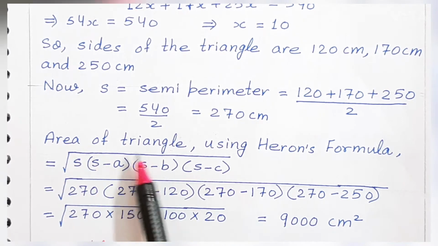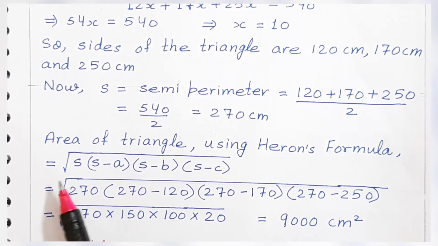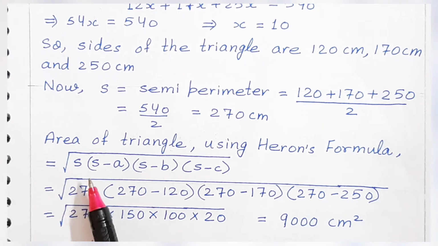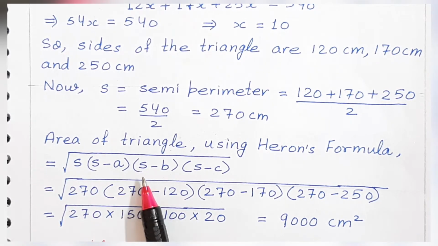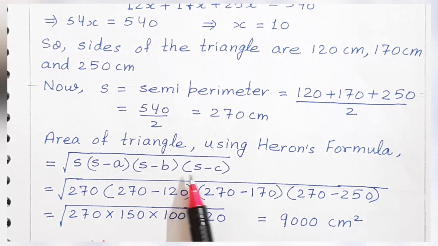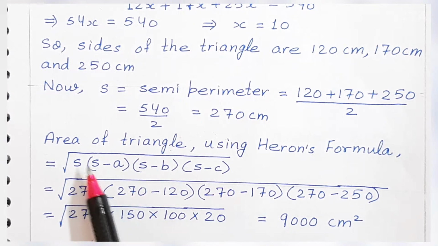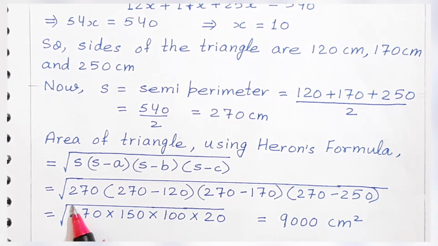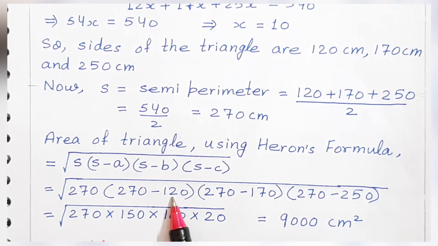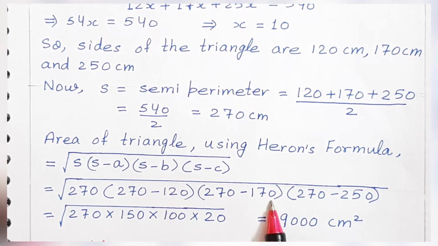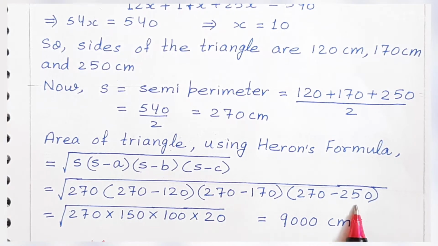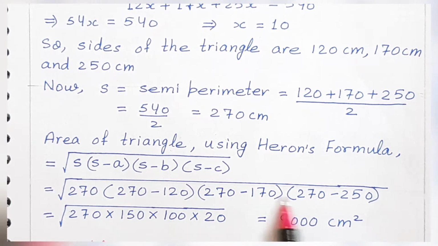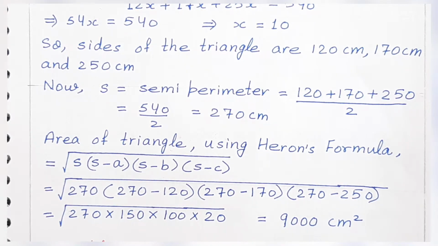Now, you know that Heron's formula is under root S, S minus A, S minus B and S minus C. So here S is 270, A is 120, B is 170 and C is 250. So after solving this, our answer is 9000 centimeter square. Clear?